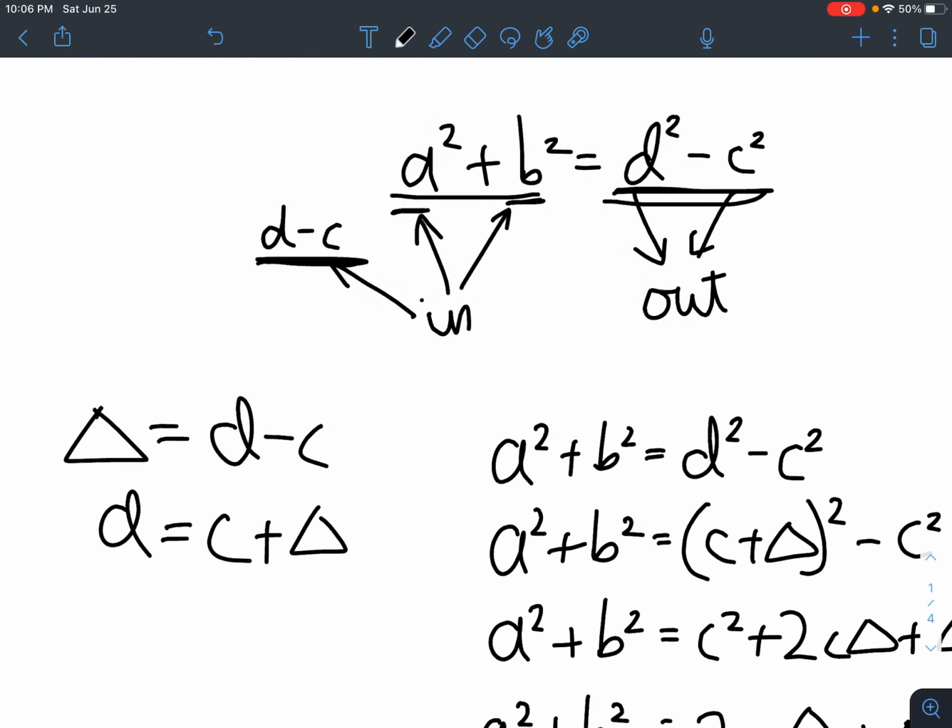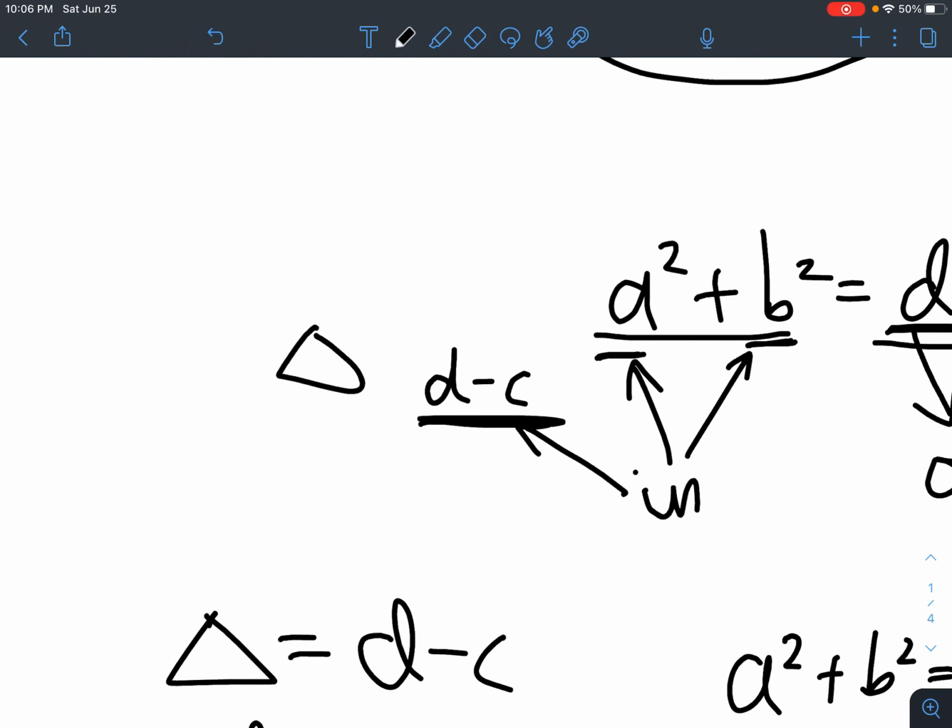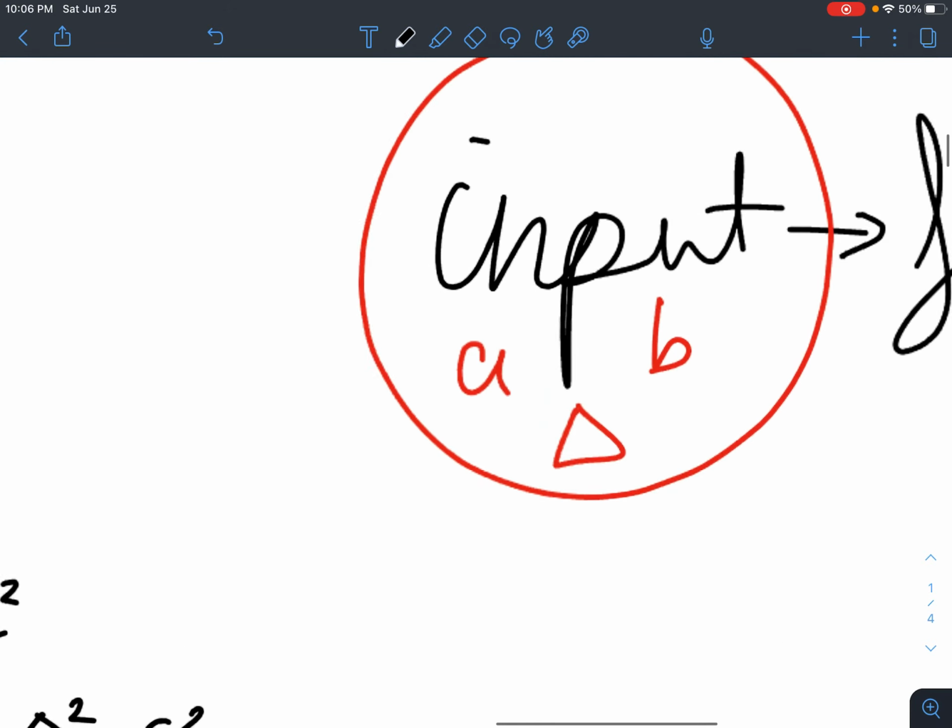And oh, I forgot to say, delta is going to be set equal to d minus c because I don't want to keep saying d minus c every time. So it's going to be called delta. So delta is equal to d minus c.